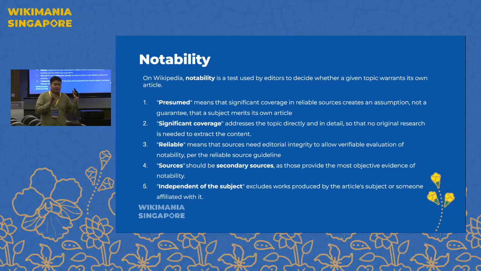So maybe the rule of thumb on this notability for beginners: avoid writing about persons or organizations. But you may write about geography, or maybe cuisine, or maybe species of plants or animals, etc.